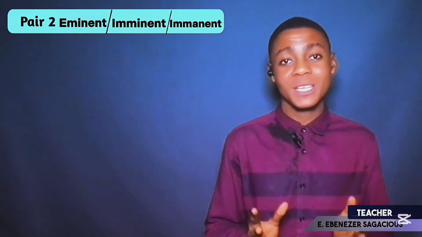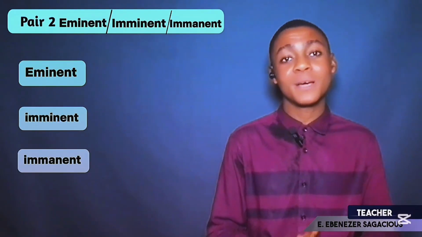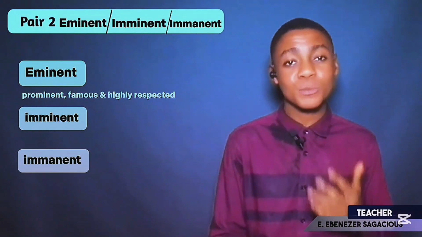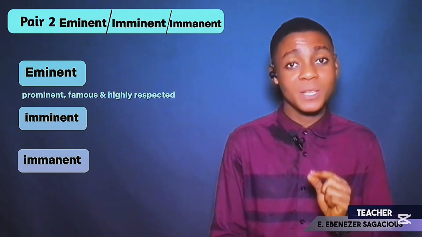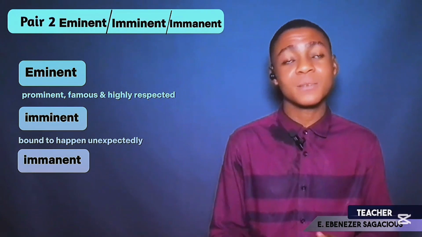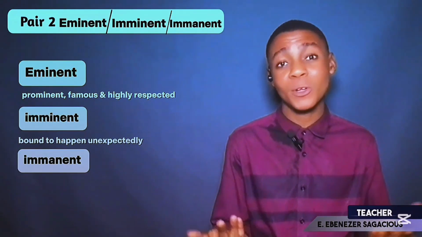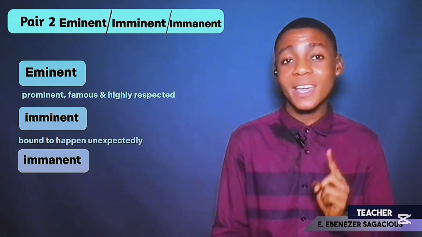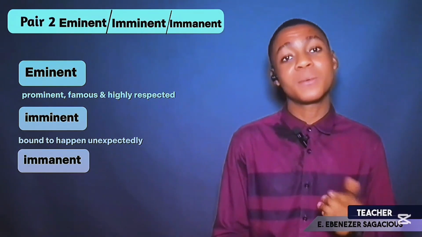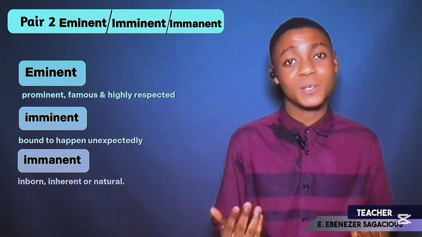To bring it all together, eminence is about being distinguished, prominent, highly respected, and famous. Imminence with letter I simply means something that is bound to happen unexpectedly or at any period of time, while imminence with letter A simply means inborn or natural.